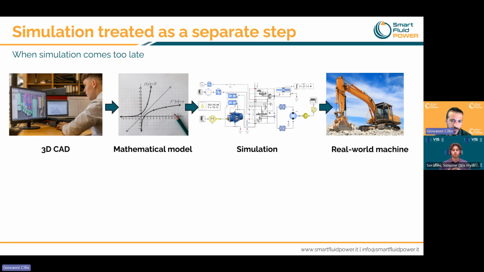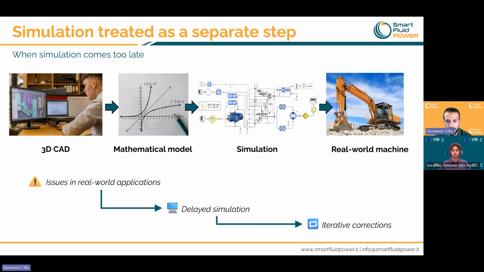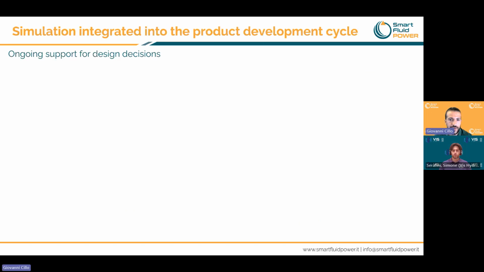However, in practice, simulation often remains confined to a specific phase of the process, and it is not truly integrated into the decision-making workflow. In many cases, it only comes into play when issues arise during testing, or even directly in real-world applications at the customer's application. The key point, therefore, is not simply to use simulation, but to understand how to make it a continuous part of the product development process. This is where the central theme of today's webinar is focused. How to transform simulation from a tool used occasionally into a continuous support for technical decision-making.